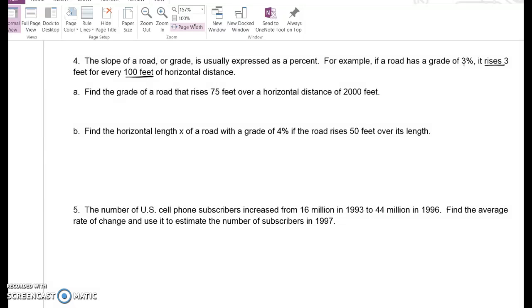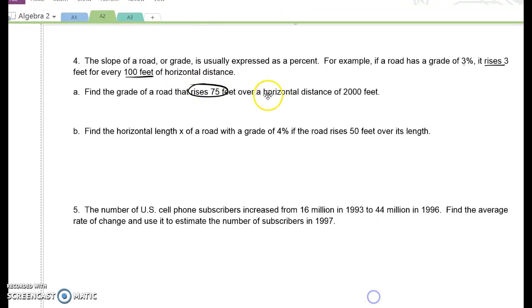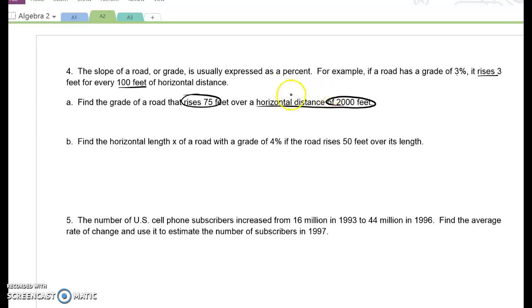So we have a road that rises 75 feet over a horizontal distance of 2,000 feet. So instead of saying rise over run, they're talking about rise, so the vertical rise versus the horizontal distance, that would be our run. So they want you to find the grade of this road. So 75 is the rise over 2,000 is the horizontal distance, the horizontal run. So grab a calculator. What is 75 divided by 2,000?